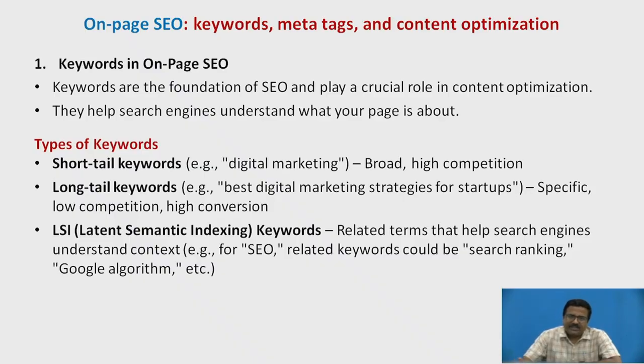Then LSI means latent semantic indexing. That means normally people don't directly search for digital marketing, but they are searching related information regarding digital marketing. In that case we call it latent semantic indexing. These are related terms that help search engines understand context. For example, if I am searching SEO, I may be interested in digital marketing. If I am searching search ranking, I may be interested in digital marketing, right? So if my product is regarding digital marketing, if I am selling a book or services for digital marketing, now SEO and related keywords come under latent semantic indexing keywords.